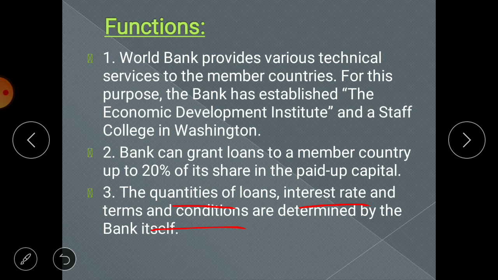So we can say that in some cases, or in most cases, World Bank shows partiality. They favor some of the countries, and they give partial treatment to other countries by charging a higher interest rate or by giving a lesser amount of loan.